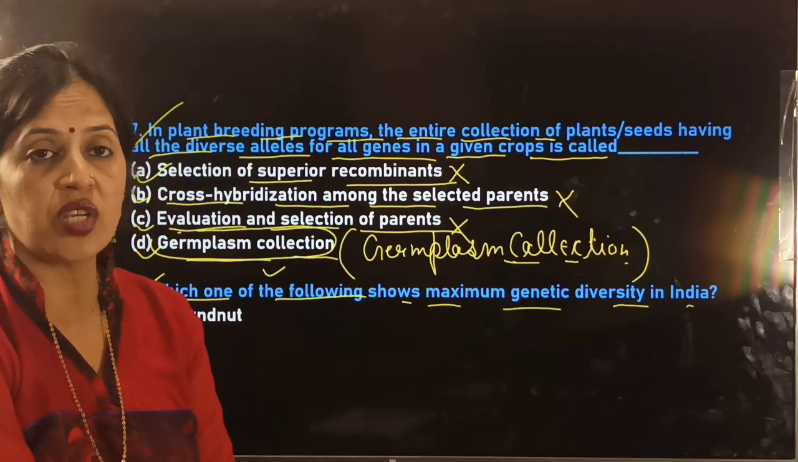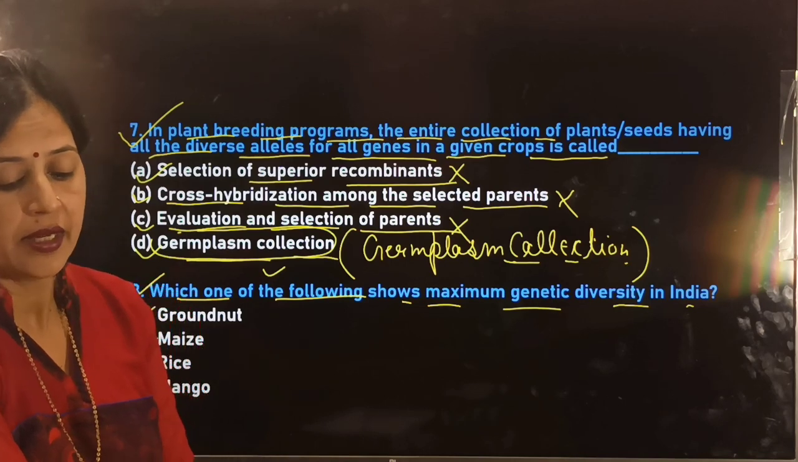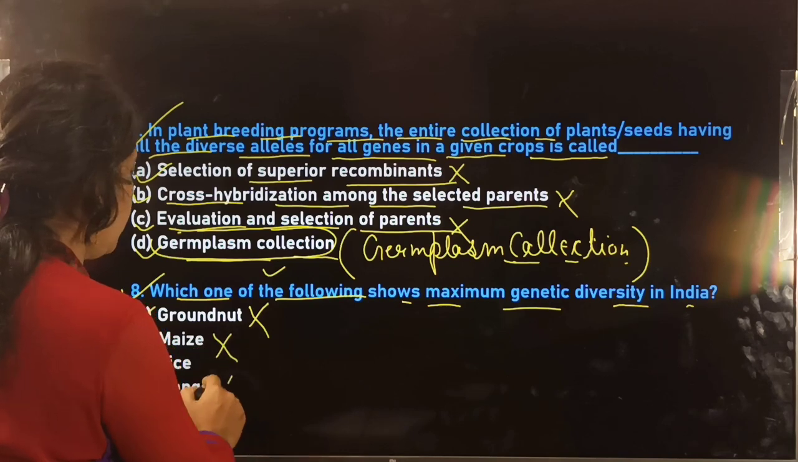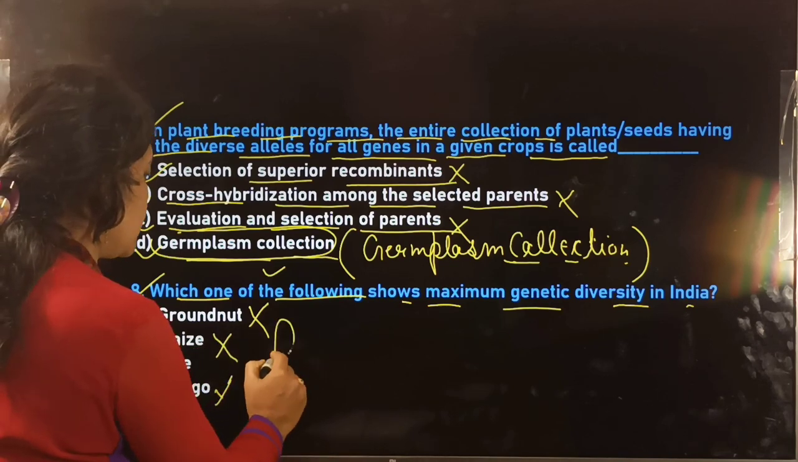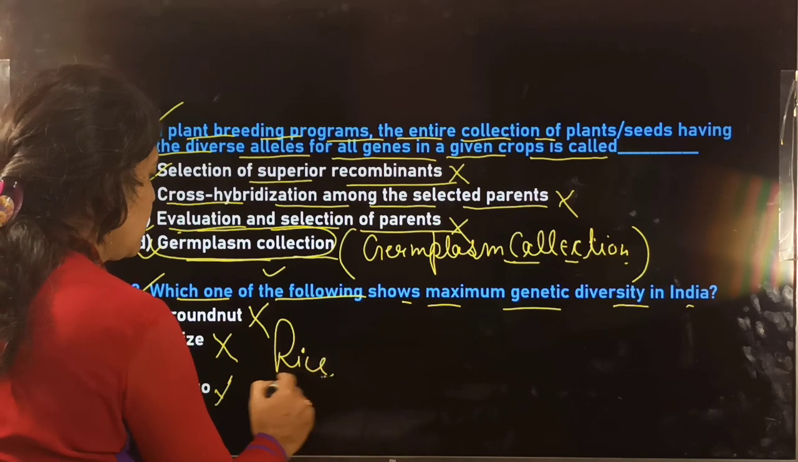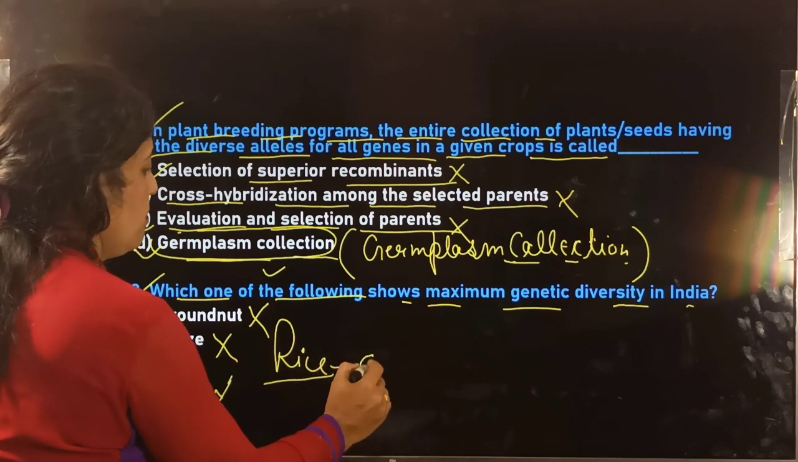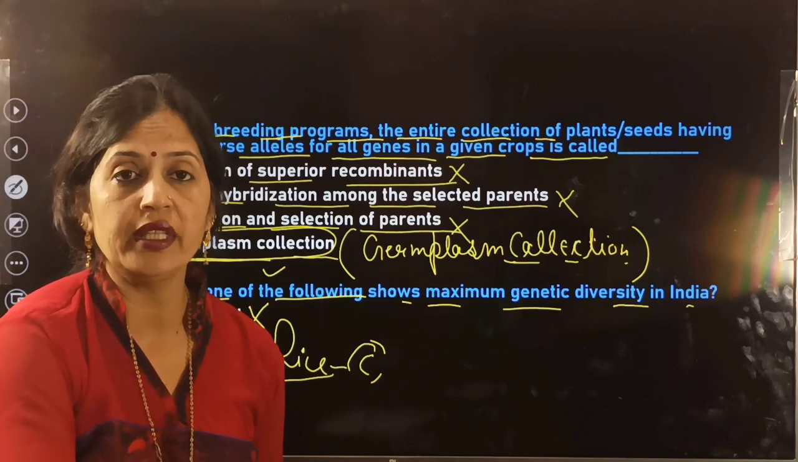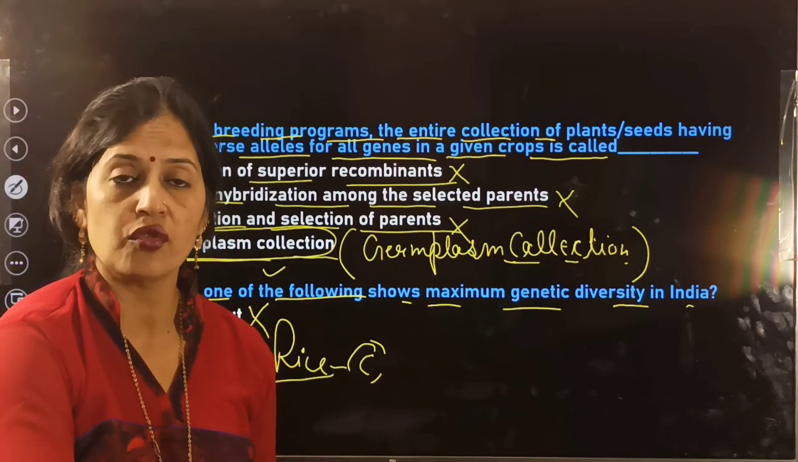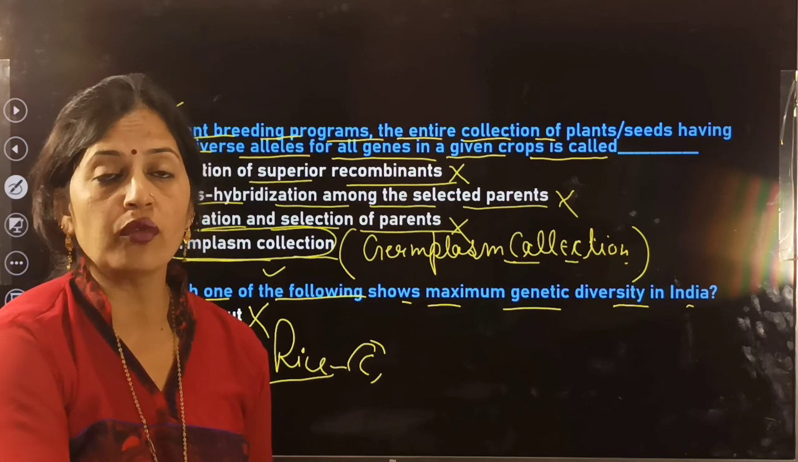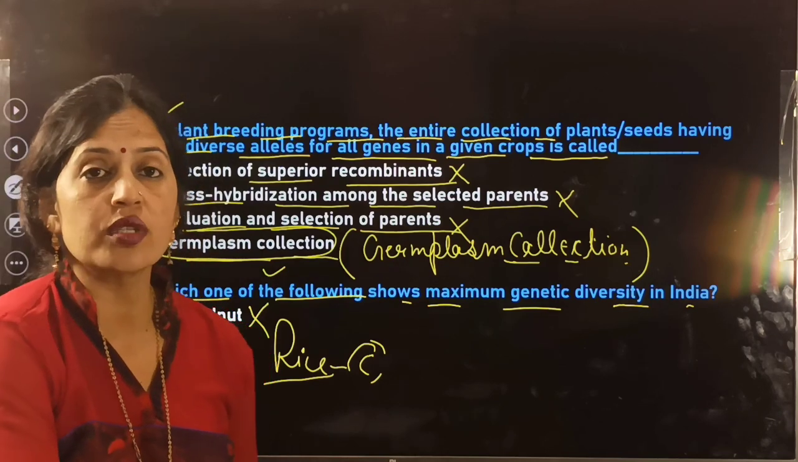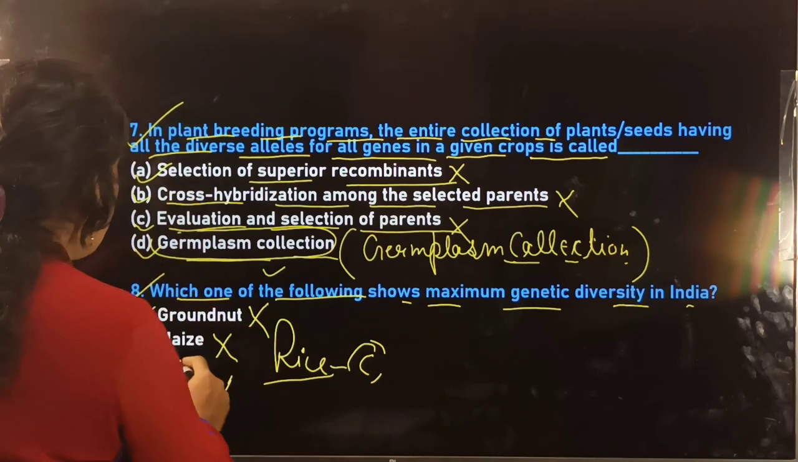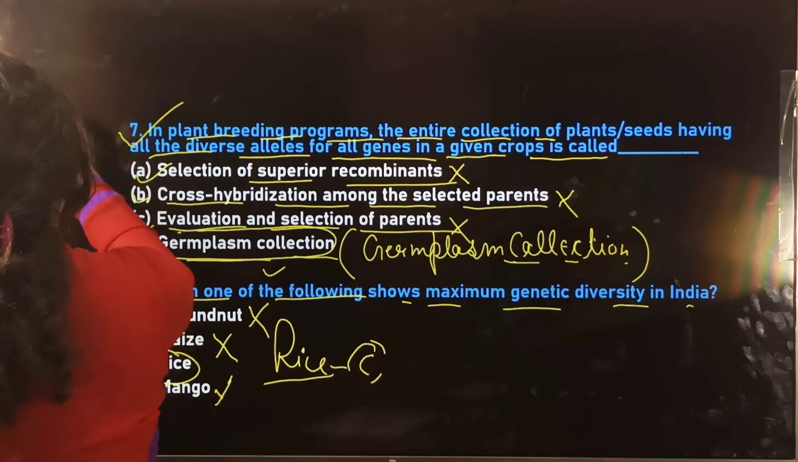And what shows maximum genetic diversity in India is not groundnut, not maize, and even not mango, but rice shows maximum genetic diversity in India. So out of groundnut, maize, rice, and mango, only rice shows the maximum genetic diversity in India. So here option C is the right answer for question number 8.